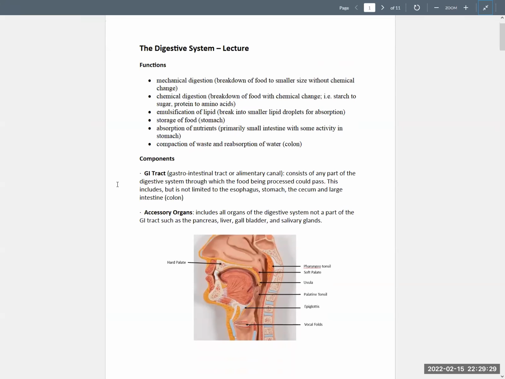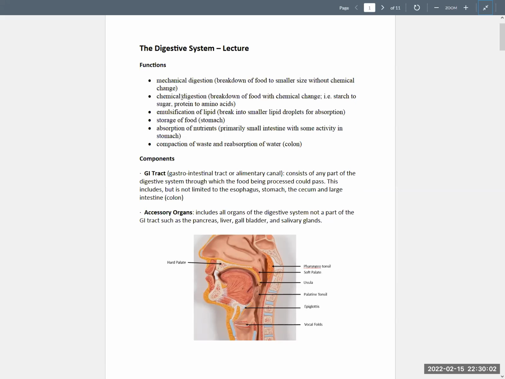Okay, functions of the digestive system. The first one is called mechanical digestion. Mechanical digestion is just like taking a hammer to a walnut and crushing, but you're not changing it chemically. You're just knocking it into smaller and smaller pieces. When you chew celery, that's mechanical digestion. You're not changing it chemically. This is the breakdown of food to smaller size without chemical change.